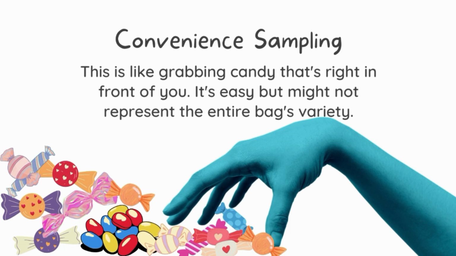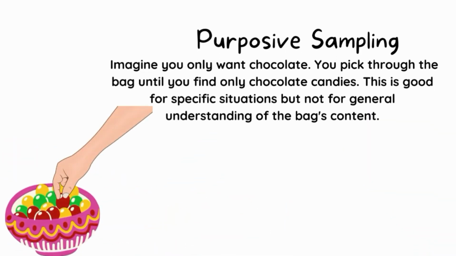So coming to the next one, which is purposive sampling. Imagine you only want chocolate. You have a bowl of candies and you only want chocolate, so you pick through the bowl until you find chocolate candies. You are purposefully picking the chocolate candies only. This is good for specific situations. Using this method you can't generalize to the whole population.